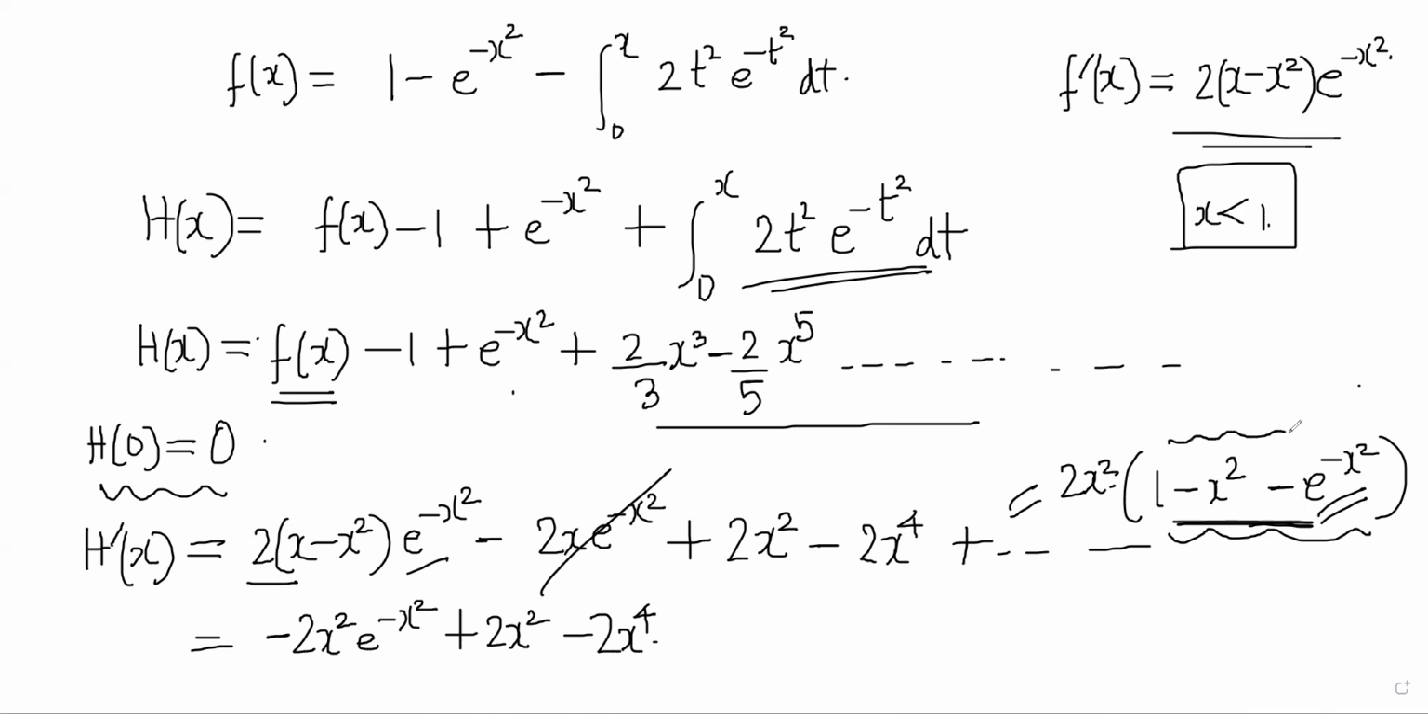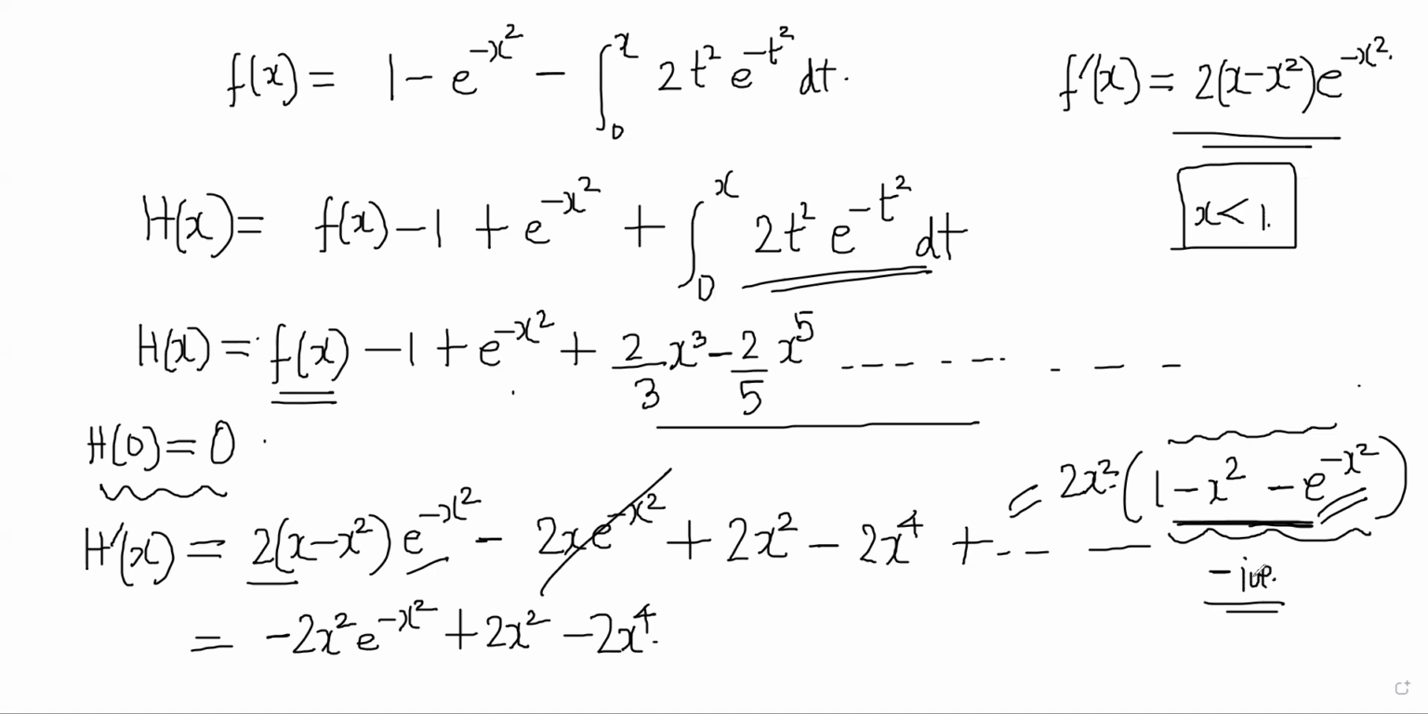Is it negative for small values of x? Yes. Because x near 0, what is happening? Near 0, what you are getting is 1 minus 0 minus 1. It is 0. Correct. Right. This quantity is negative.